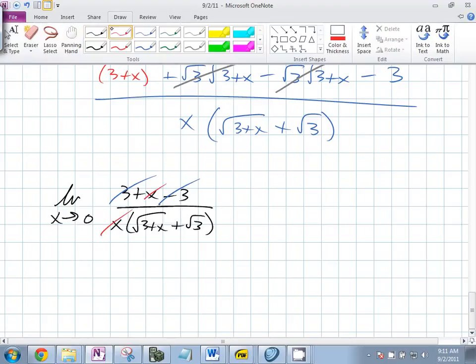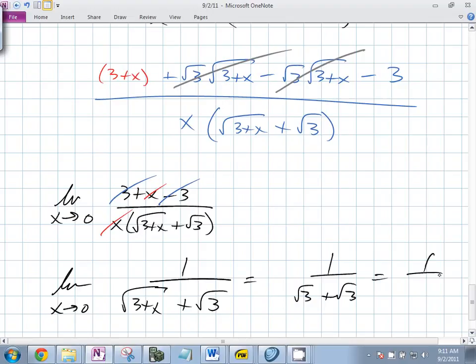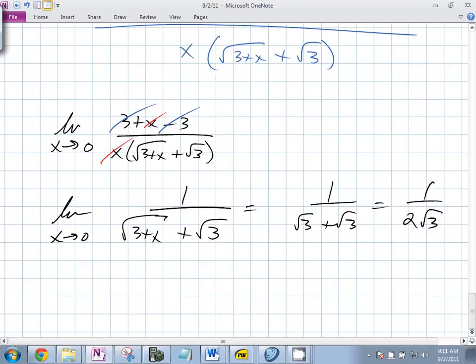So now what are you left with? The limit as x goes to 0 of 1 over, the 1 is important, everybody, root 3 plus x plus root 3. What's cool about this? You can do anything you want and it won't affect the numerator. You can plug 0 in now. This is equal to 1 over root 3 plus root 3, which is equal to 1 over 2 root 3. You are allowed to leave the answer like that. If you wanted to rationalize that, that would equal root 3 over 6. What is root 3 over 6?